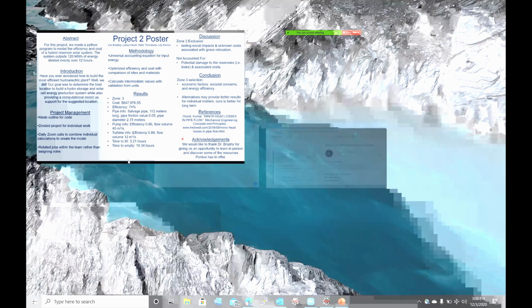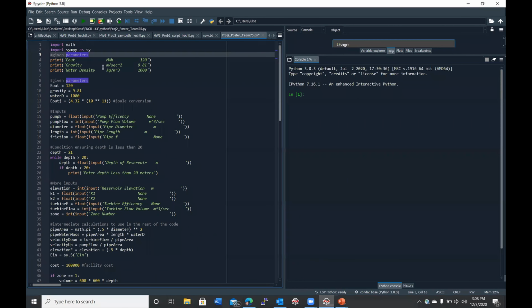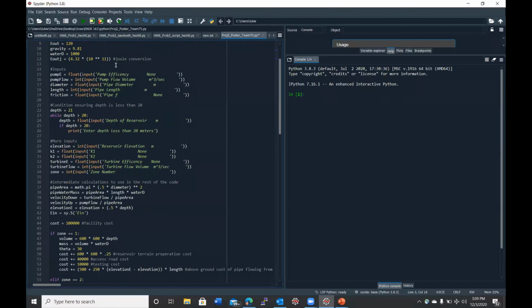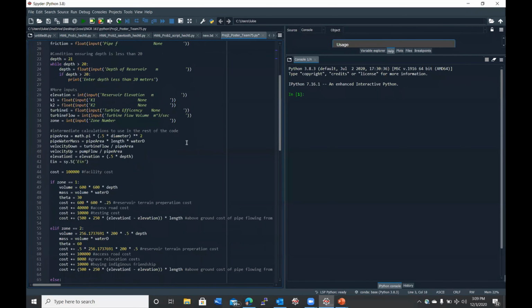So now on to the code. We started by importing math and the SimPy library. These were our given parameters, and these are all our inputs. This was a loop ensuring that depth is less than 20 meters.